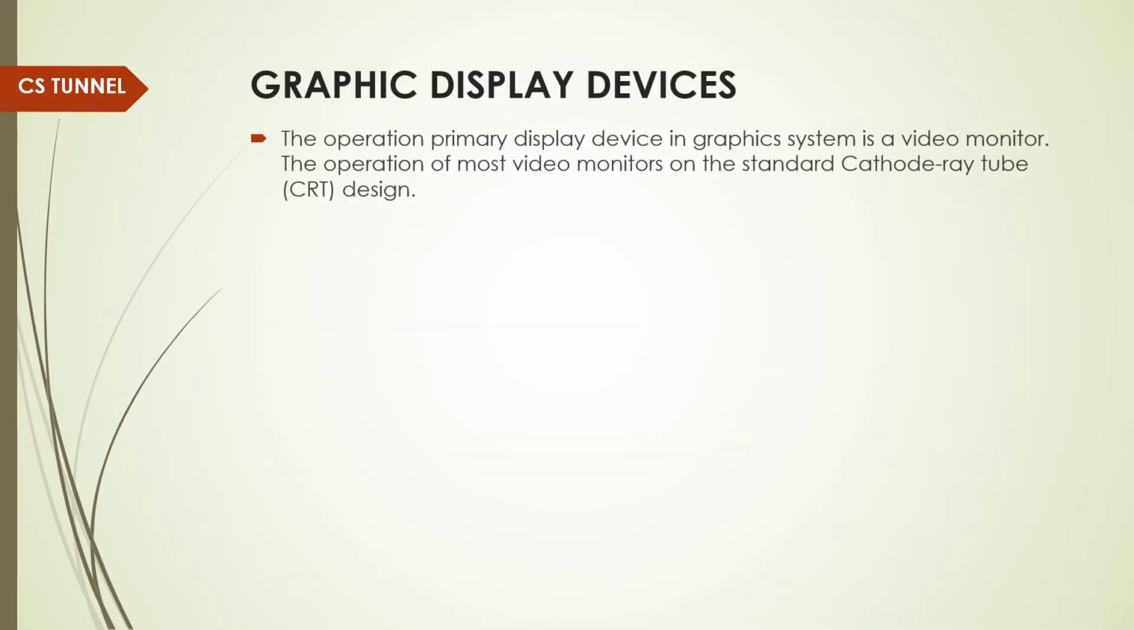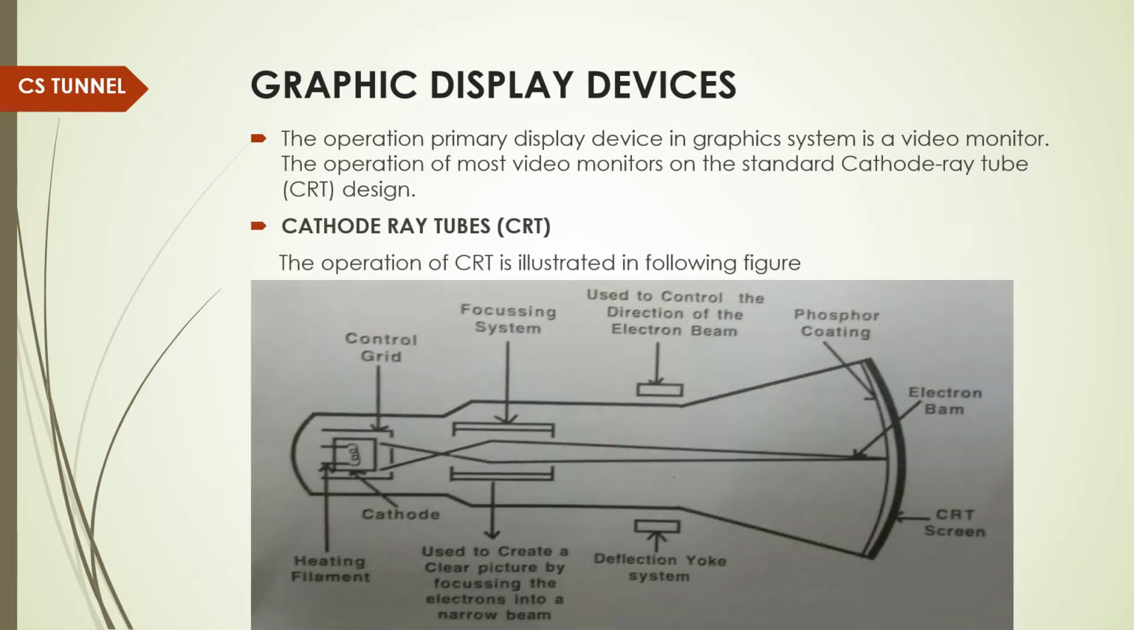Graphic display devices. The primary display device in a graphics system is a video monitor. The operation of most video monitors is based on the standard cathode ray tube, CRT, design, which is as follows. As you can see in this diagram, it consists of an electron gun on the left side, which mainly consists of a control grid, cathode, and heating element.